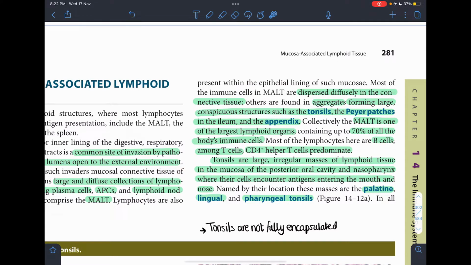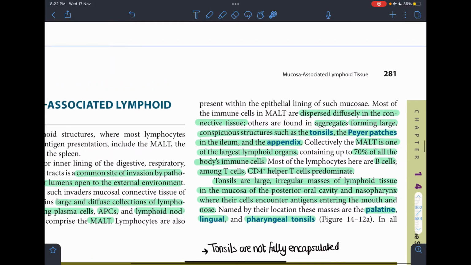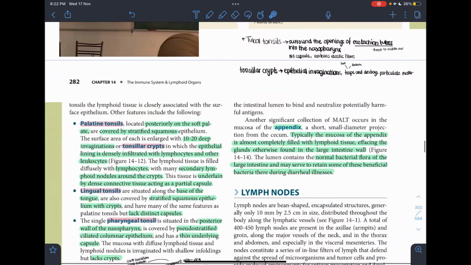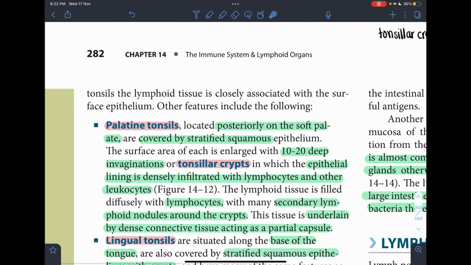Tonsils are large, irregular masses of lymphoid tissue in the mucosa of the posterior oral cavity and nasopharynx, where their cells encounter antigens entering the mouth and the nose. Named by their location, these masses are the palatine, lingual, and pharyngeal tonsils. Something to note is that tonsils are not fully encapsulated, and in all tonsils, the lymphoid tissue is closely associated with the surface epithelium.